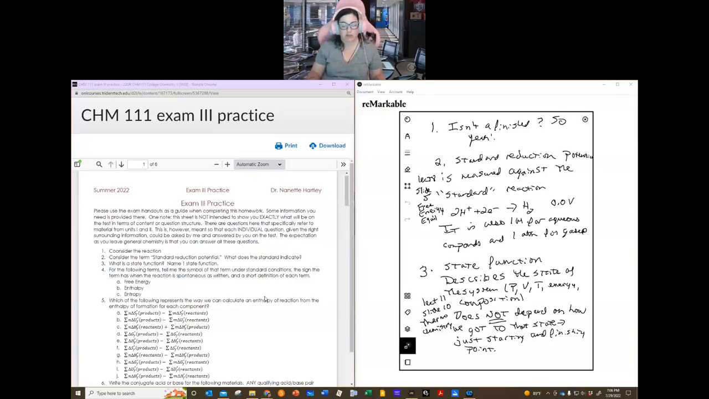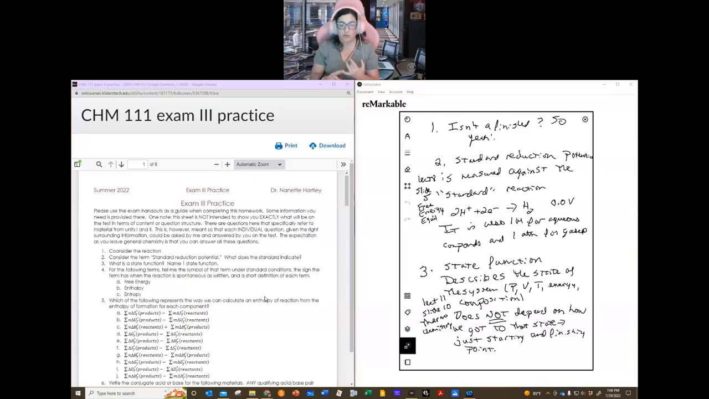What does the standard indicate? Well, standard reduction potential is measured against the standard reaction, 2H+ + 2e- goes to H2. That is set at 0 volts, because we can only measure the difference between something and something else. We can't measure an absolute value for it. And so that's what we have to do, is set something as our standard, and then everything's measured relative to that. We set that as our standard.